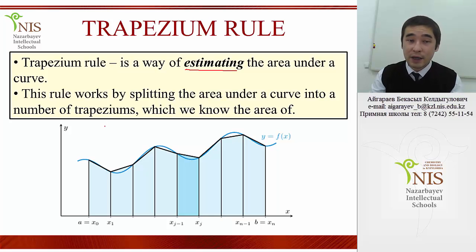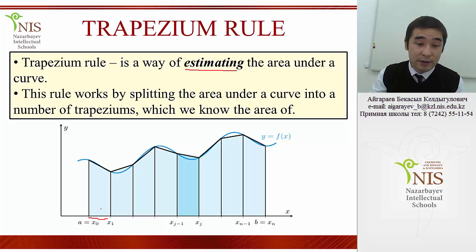But if you split the area into a lot of intervals, your estimation will get better and better. Well, this rule works by splitting the area under a curve into a number of trapeziums, which we know the area of. In this picture we are given 8 trapeziums. But if we divide, let's say, into 10 or 12 or 20 trapeziums, our estimation will get better.